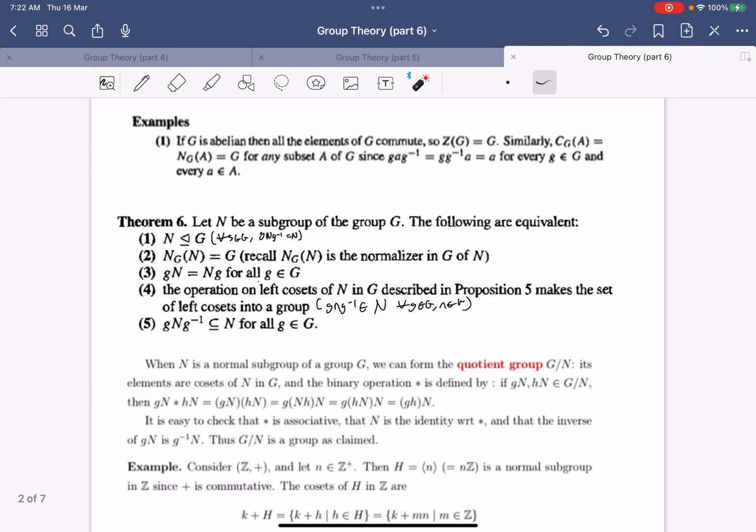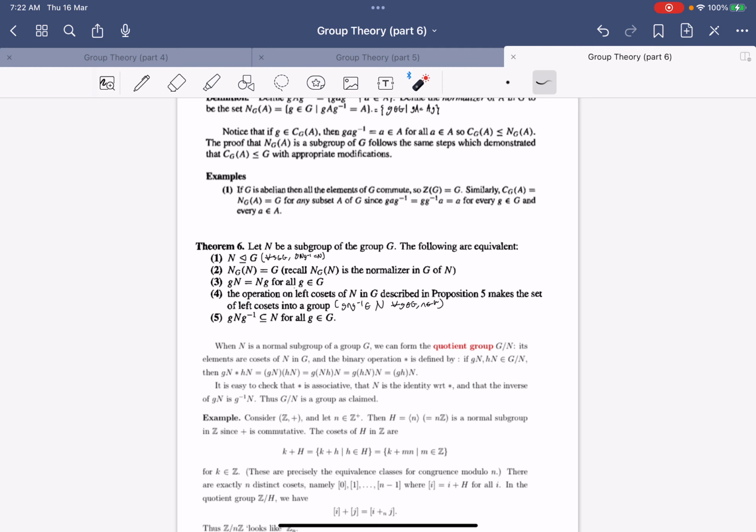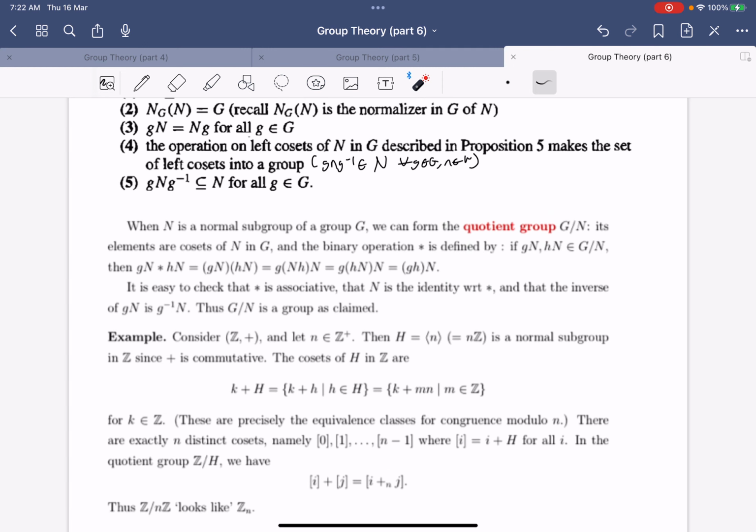And so why do we want this normal property of a set? It's because now we can define what is known as the quotient group. It's just the set of cosets of N in G. And when you define it with the following binary operation, we can actually check that it has an inverse, an identity, and it is associative.